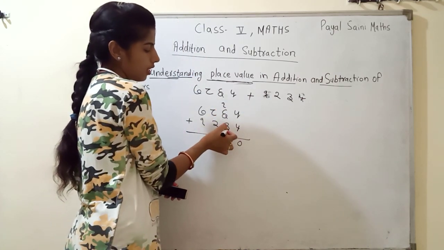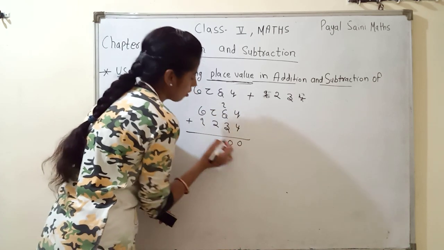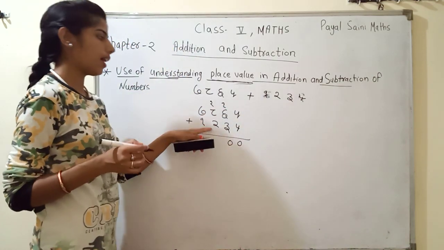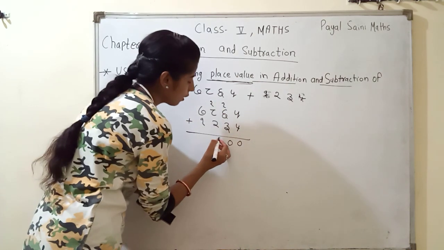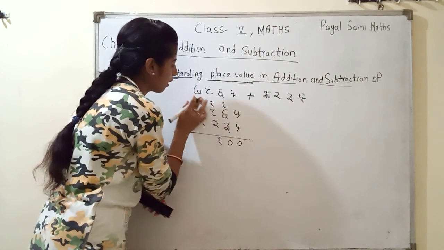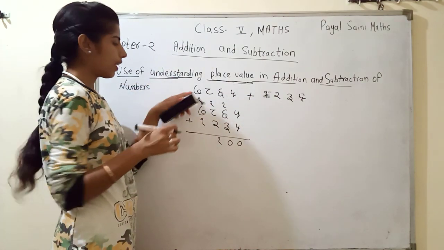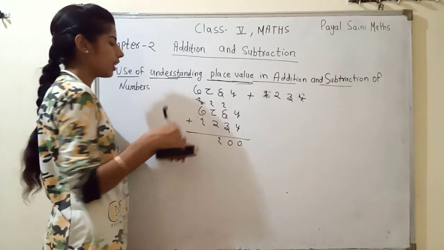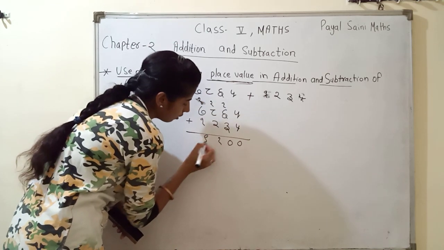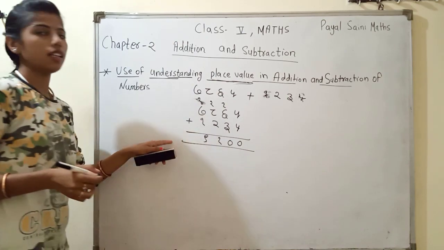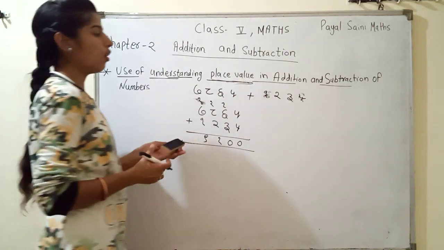6 and 3 is 9, and 1 is 10, write 0, 1 carry over. Then next 8 and 2 is 10, and 1 is 11, write 1, 1 carry over. Now 7 and 1 is 8, and 1 is 9. Like that we solve in Devanagari numbers. It is your addition.